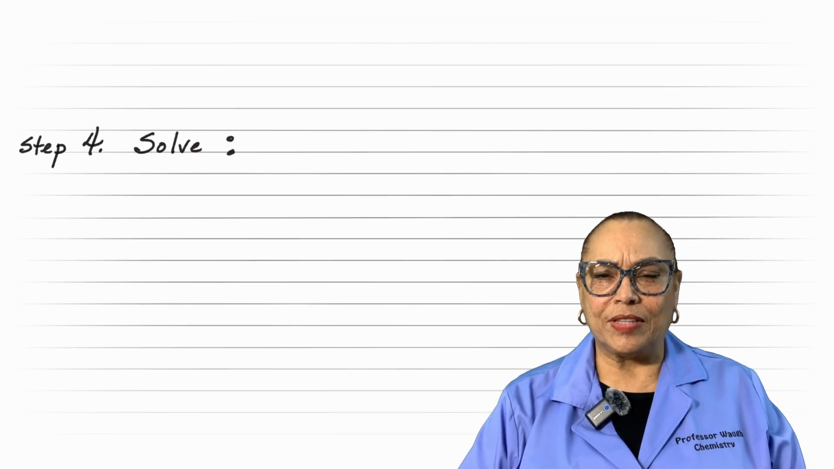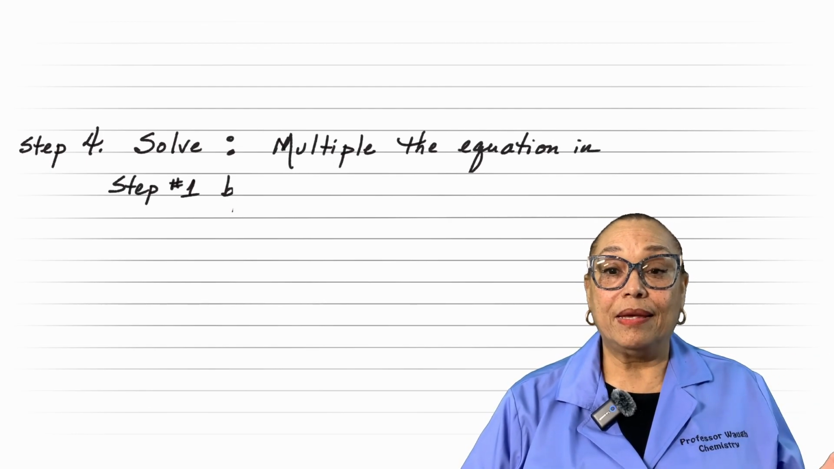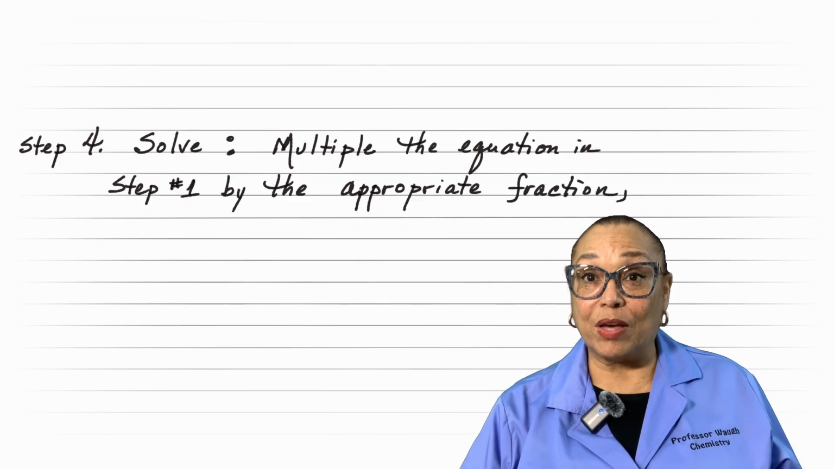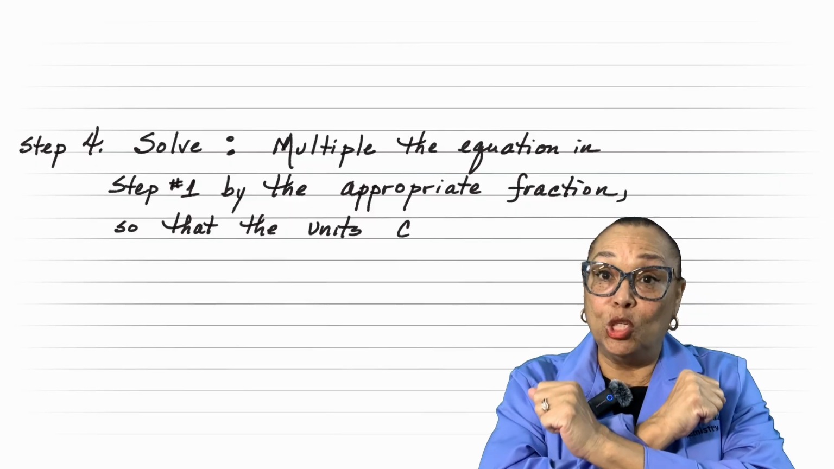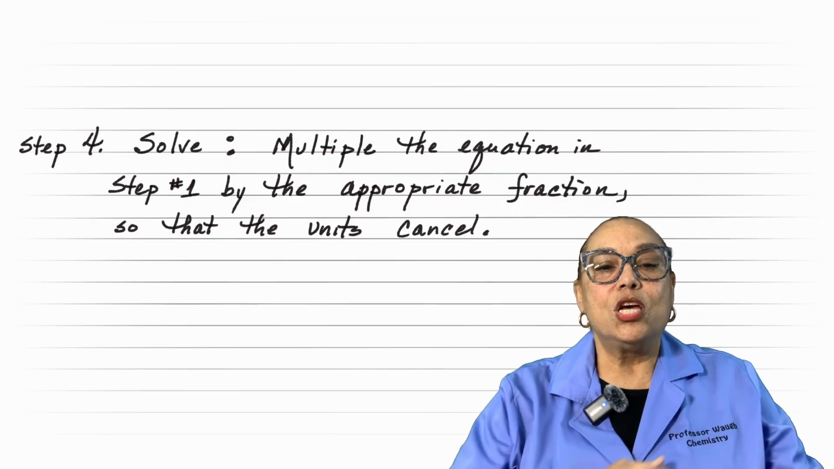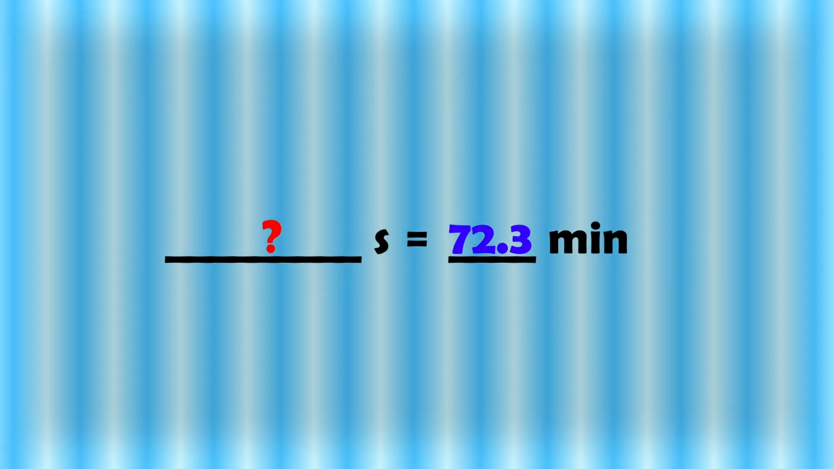All right, step number 4, the final step. We're going to solve this problem. You will multiply the equation from step 1 by the appropriate fraction that we just made in step 3, so that the units will what? Boom, cancel out. So what was our original equation? Question mark seconds is equal to 72.3 minutes.